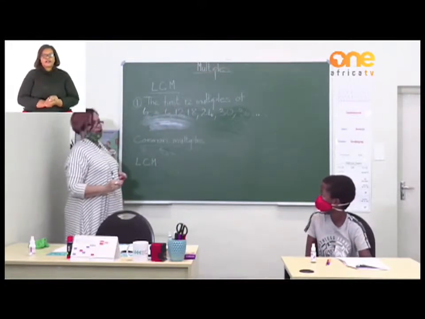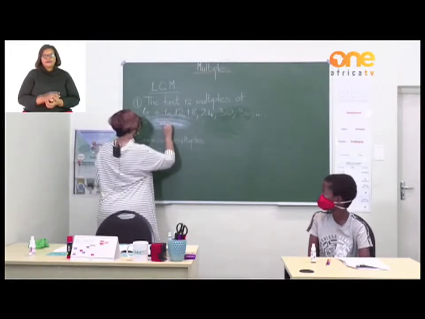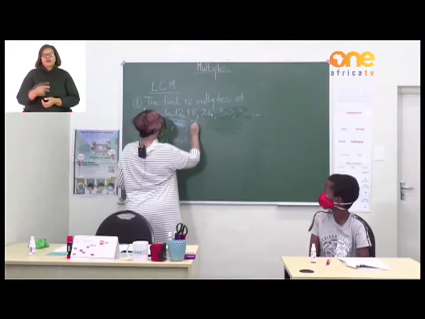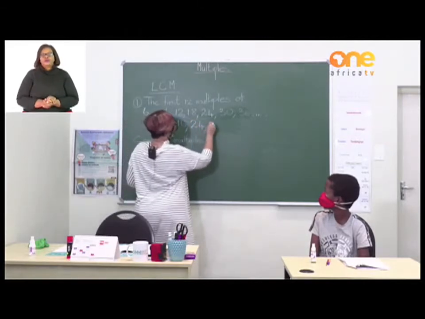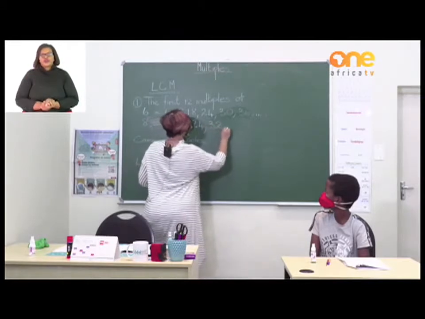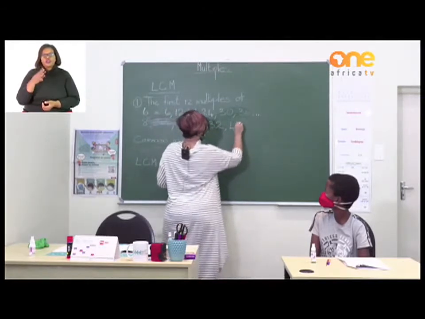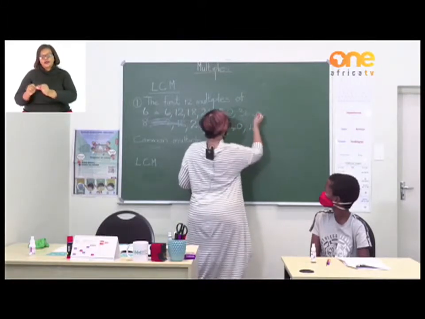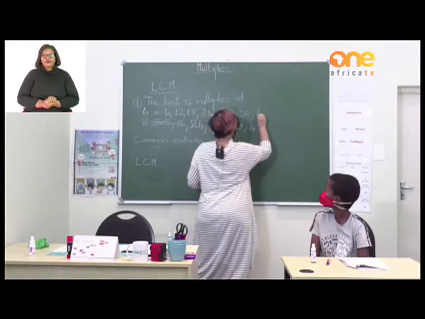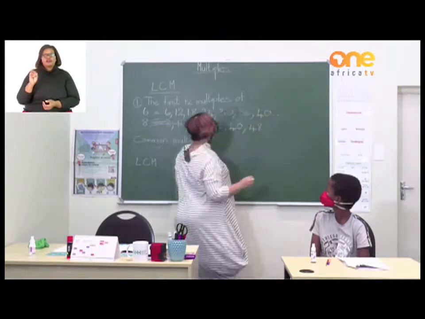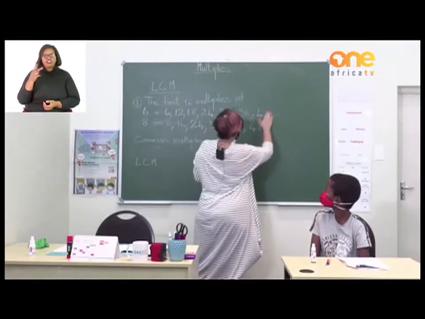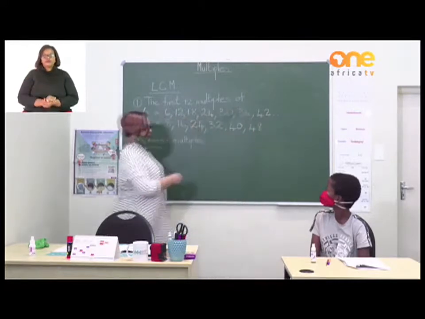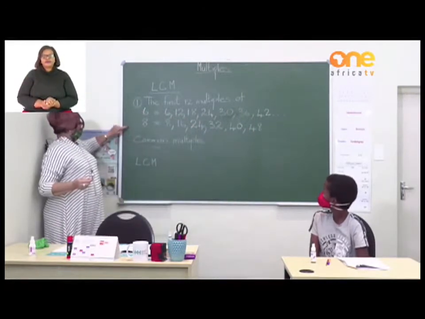The multiples of 8, Pomwene, can you assist us? 8, 16, 24, 32, 40, 48. And we can continue. We add another one. What is this? The next one is 42. Am I right? Right.